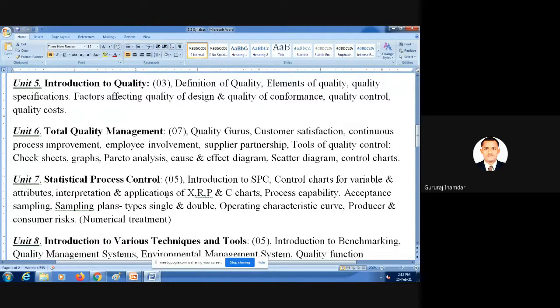Operating characteristics, producer and the consumer risk. Okay, producer and consumer risk, this is also a very dangerous or critical factor in quality.